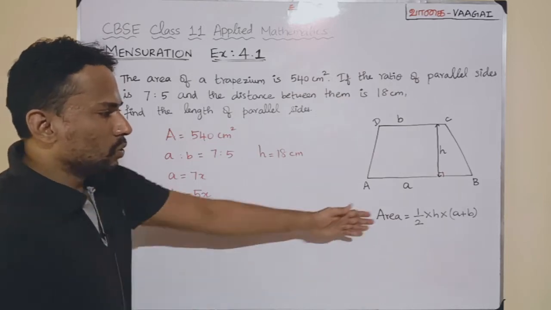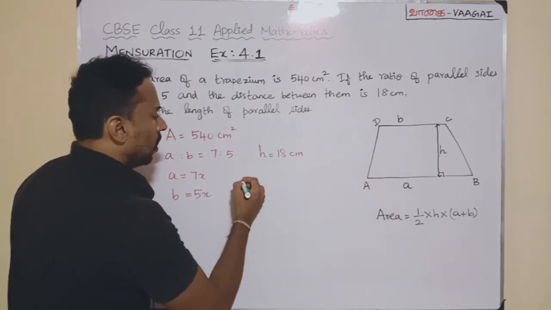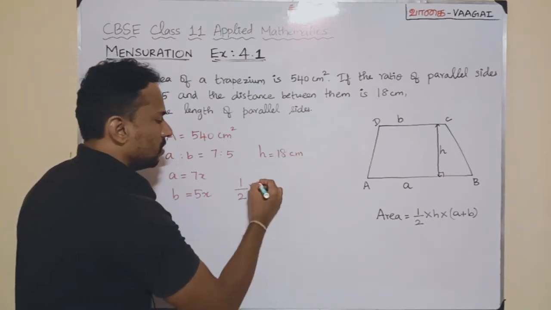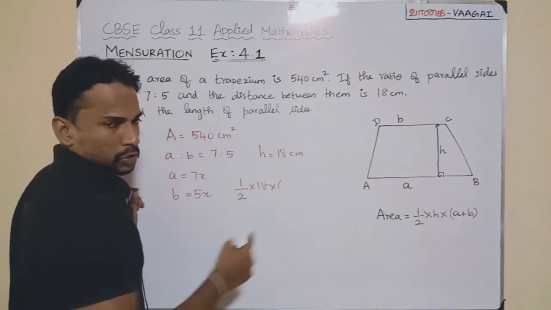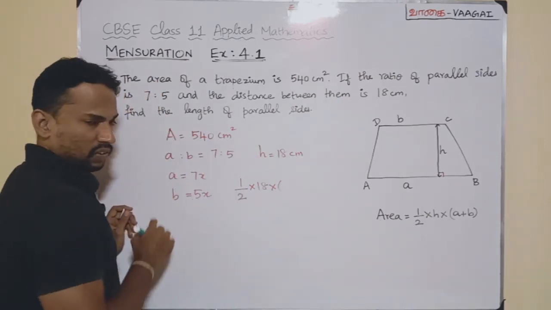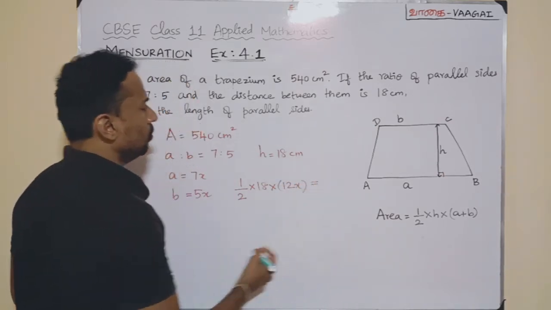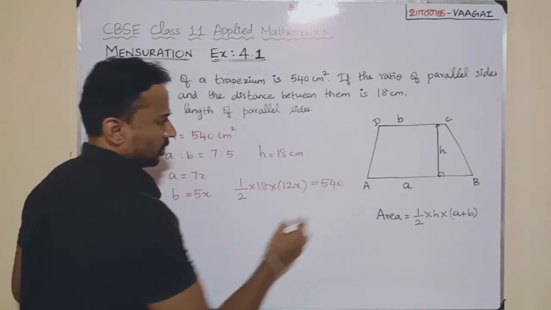Now let's directly use the area formula. According to the area formula, what do we have? Half into height H. H is 18 for us. 18 into, now what about inside? We have A plus B. A plus B will be 7x plus 5x, which will be 12x. So this will be equal to, now what's the area? Area is 540. So we'll equate it to 540.